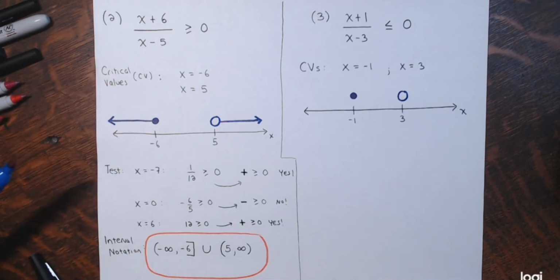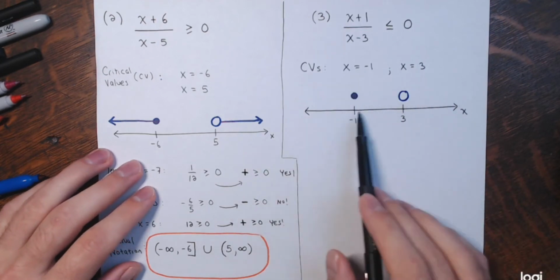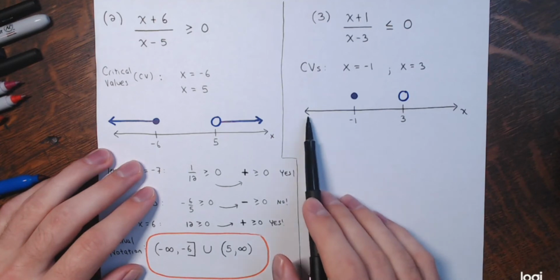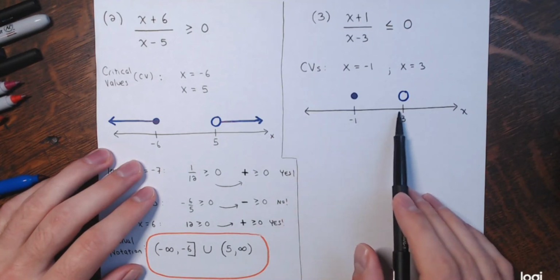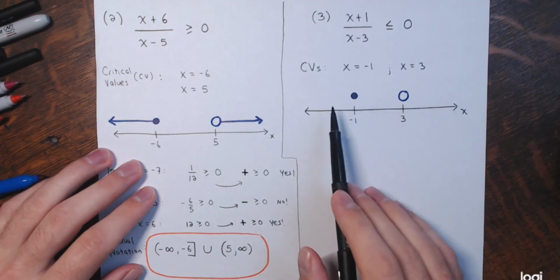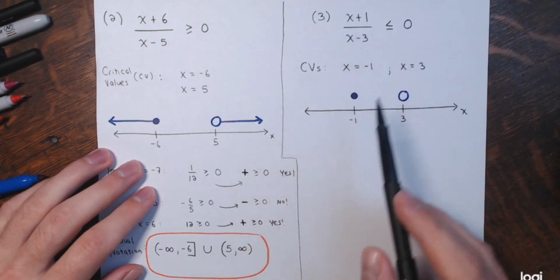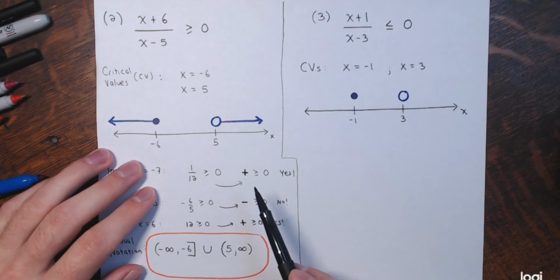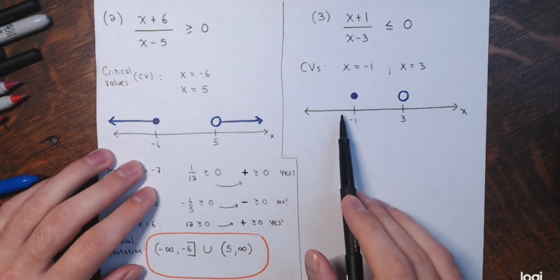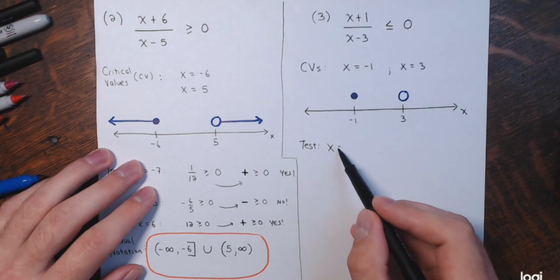And then just as in the previous two examples, these critical values break the number line up into 3 pieces. I've got the interval to the left of negative 1, between negative 1 and 3, and to the right of 3. And I'm going to test a value in each of these intervals and see which intervals have solutions to this inequality. So let's go from left to right here. Let's start to the left of negative 1. How about negative 2? So I'm going to test x equals negative 2.